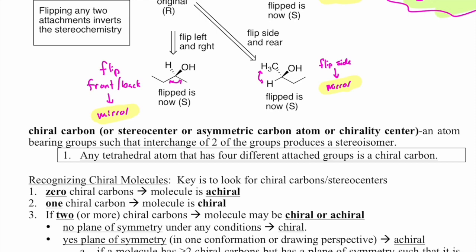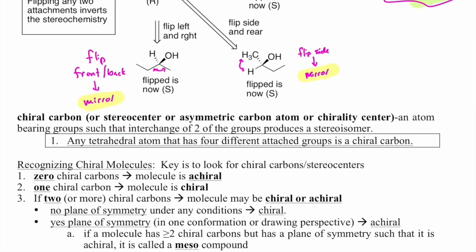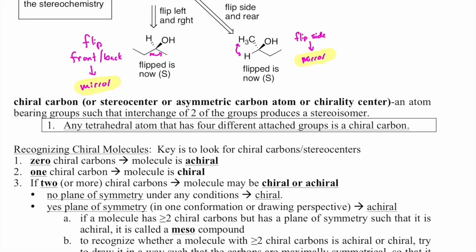So a chiral carbon, or what we sometimes call a stereocenter carbon, is when, and I cannot emphasize this enough, any tetrahedral atom has 4 different attached groups. Not carbon groups, just groups. It makes it a chiral carbon. And that's what we need to be finding, and we're going to be doing that in a second. So 4 different attachments, it's a chiral carbon.